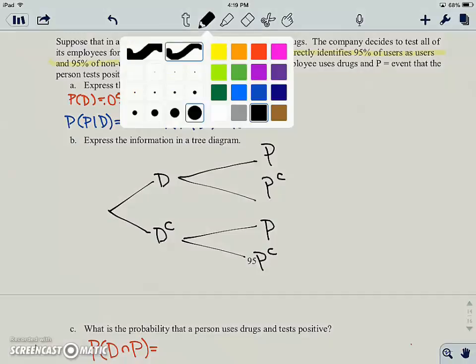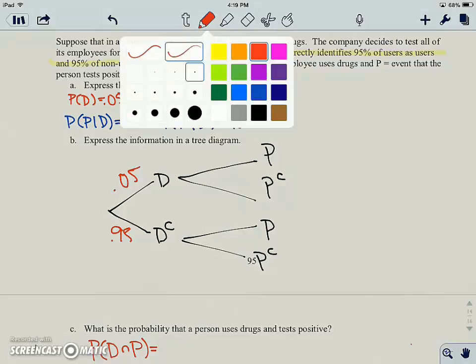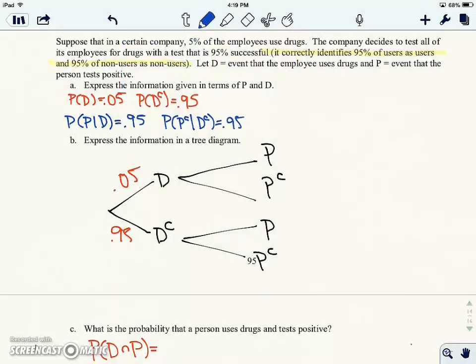Now we're going to fill out our tree diagram. We start with the top. Probability of using drugs is 5%, so then not using drugs would be 95%. Then if you use drugs, the probability of you actually getting caught is 95% if they test you, with a 5% chance that you get away with it, you get a negative even though you use drugs. Vice versa, if you don't use drugs, the probability of getting a positive is 5%, but of coming up negative like you should be is 95%. Using this tree will help answer the rest of the questions.